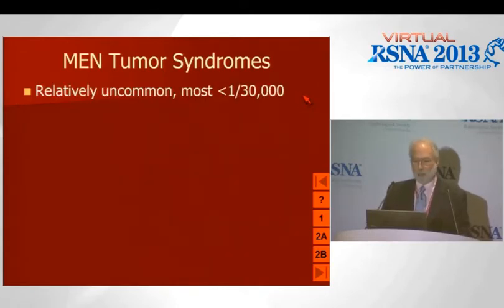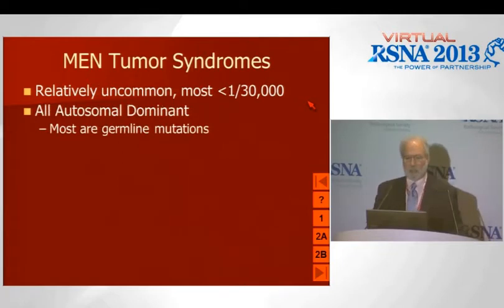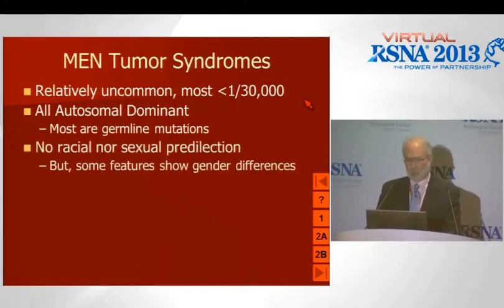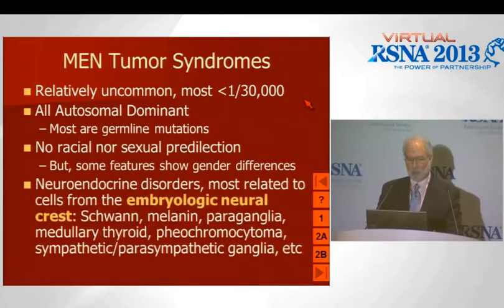The prevalence is estimated to be less than 1 in 30,000. All of these are autosomal dominant. They're thought to be caused by a germline mutation. There's no racial or sexual predilection for having the disease, but some of the features expressed in some patients show gender differences. As neuroendocrine disorders, they're related to cells from the neural crest.